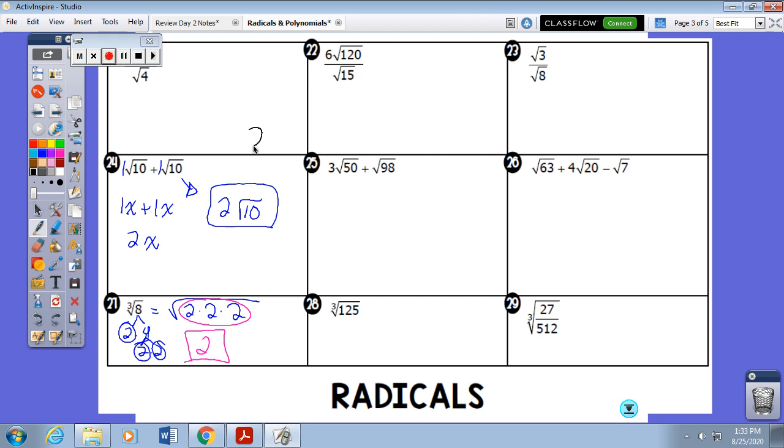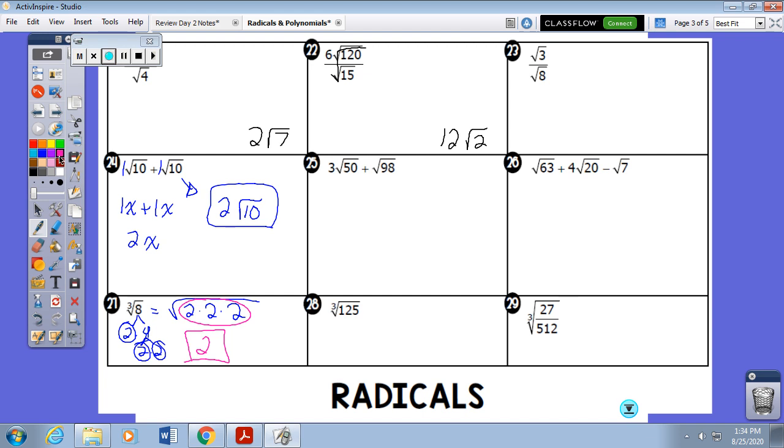21 is 2 square root of 7. 22 is 12 square root of 2. This, I would combine and see if you can't simplify it there. 23, you know what, I'm going to do 23 with you here.